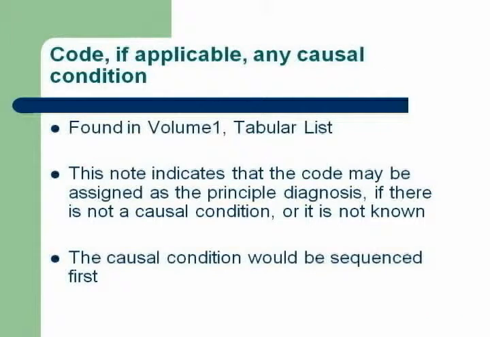"Code, if applicable, any causal condition" is found in Volume 1, the tabular list. This note indicates that the code may be assigned as the principal diagnosis if there is not a causal condition or if it is not known. If there is a causal condition, it would be sequenced first.